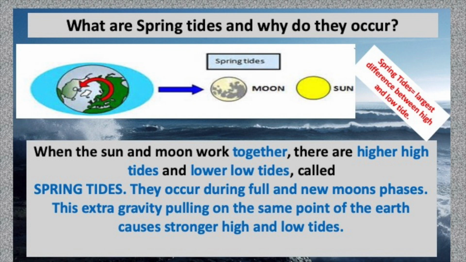Spring tides occur when the sun and moon work together. So there are higher high tides and lower low tides. These only occur during full and new moon phases. The extra gravity pulling on the same side of the earth causes stronger high and low tides. So it's as if the sun and moon are working together. Or like in the movie, they get a sun assist.